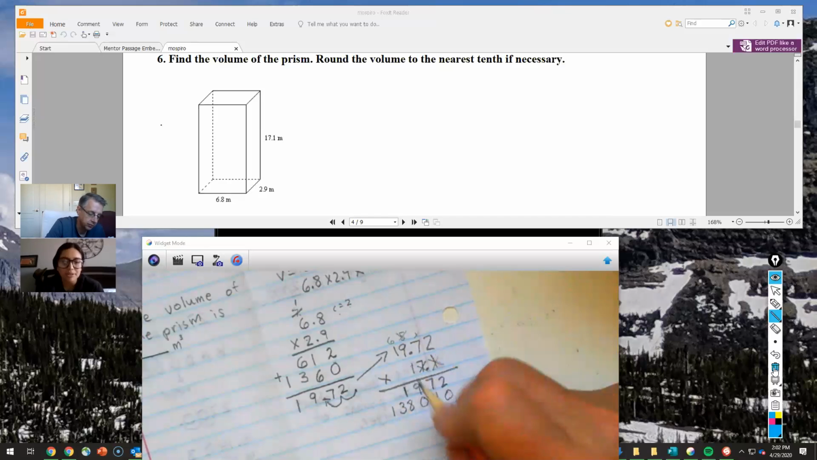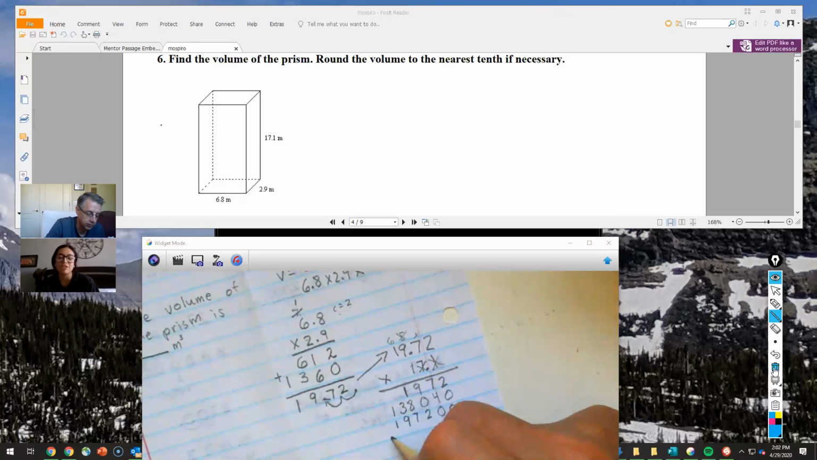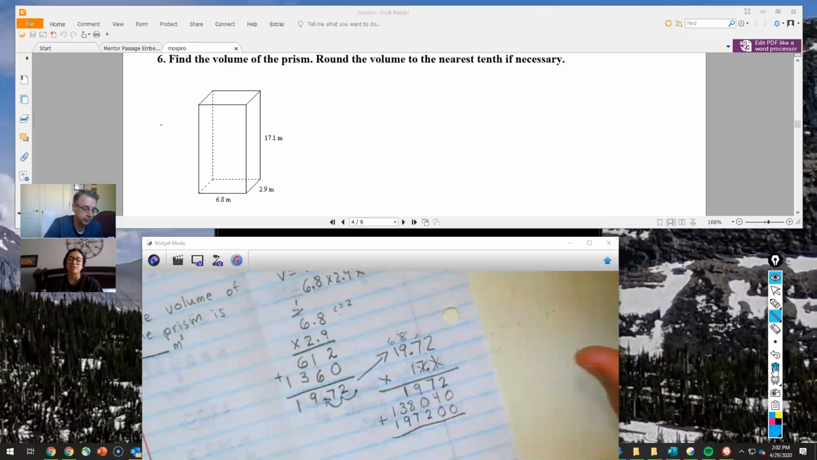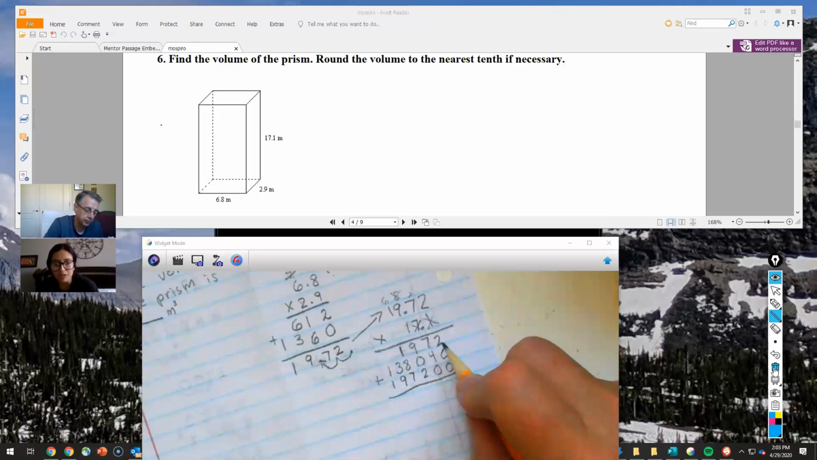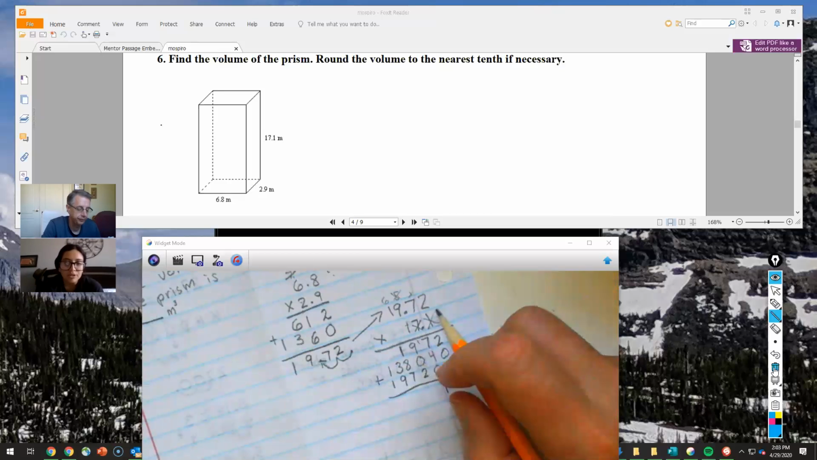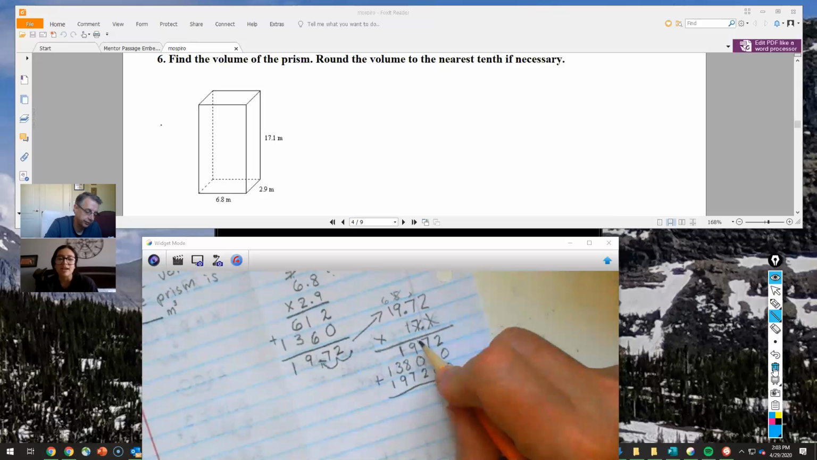All right, last one, here we go. 1 times 2 gives you 2. 1 times 7 is 7. 1 times 9 is 9. 1 times 1 is 1. Make sure that you guys are lining everything up, and let's go ahead and add it all together. 2 plus 2 zeros is 2. 7 plus 4 is going to be 11. 10 plus 2 gives you 12.